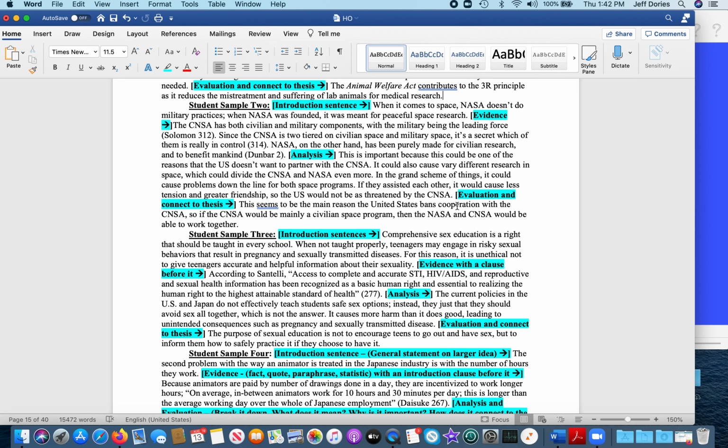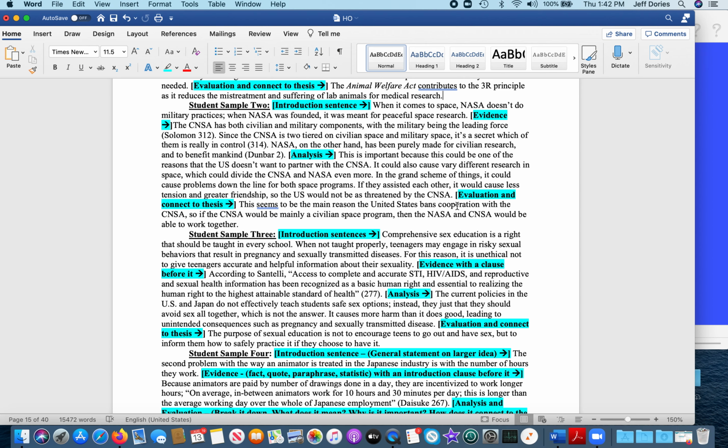This is about space and the Chinese and American space race. When it comes, so the introduction sentence, the general idea. So what I always say about introduction sentences is that if you only read the introduction sentence of every paragraph in a paper, you should have a really good idea what that paper is about, right? So if you just read the introduction, conclusion, and then the first sentence of every paragraph, if that person's doing the introduction sentences right, then you should really know what that paper was all about.